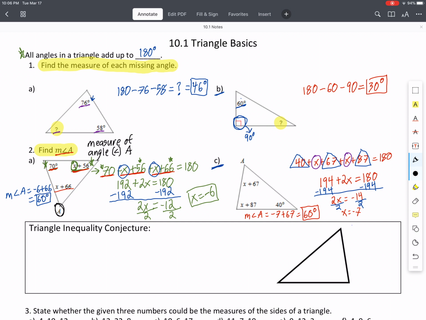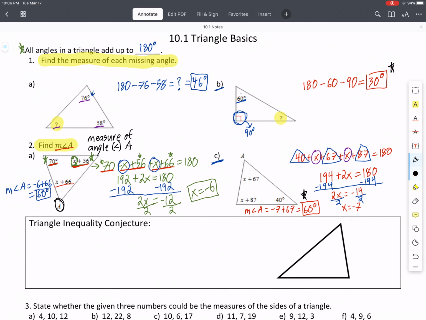Alright guys, so now we're going to continue on with our triangles, but go ahead, check what you got for B and C here. So you should have gotten 30 degrees for B and then 60 degrees for C. Feel free to pause this video, check your work, see if you got anything different.